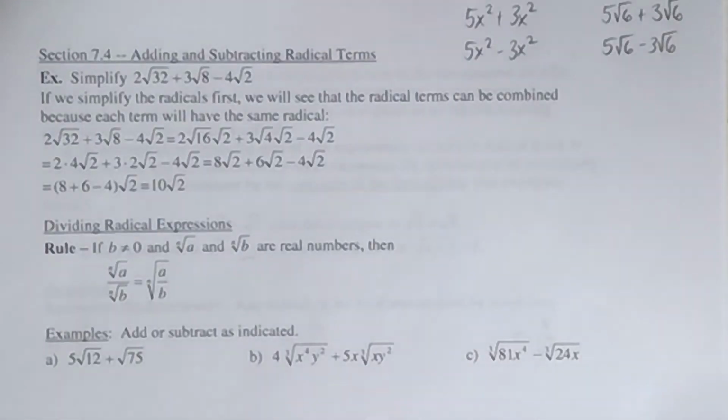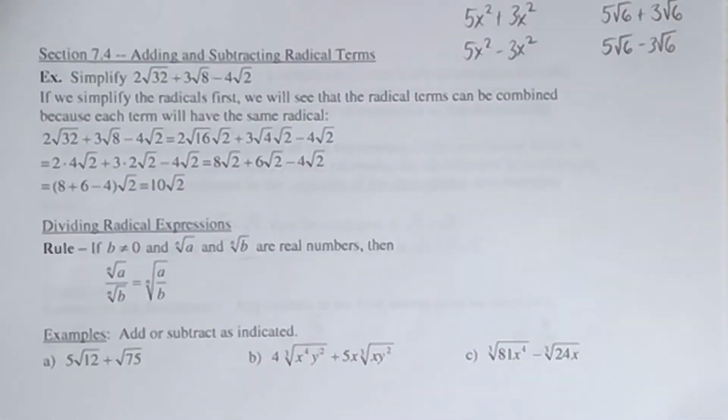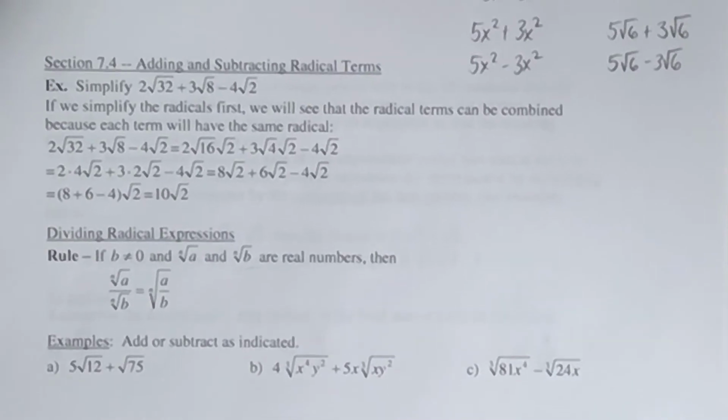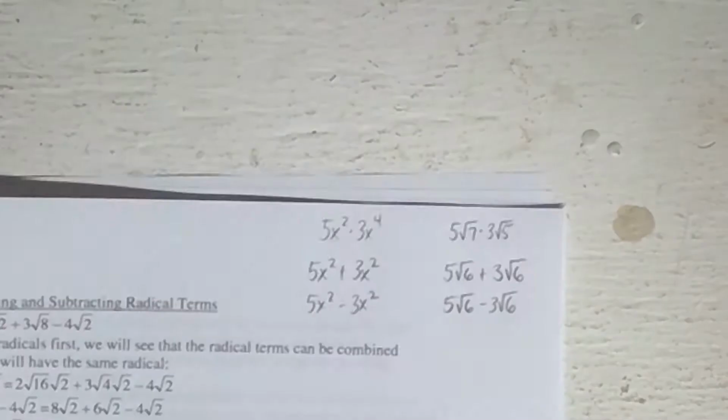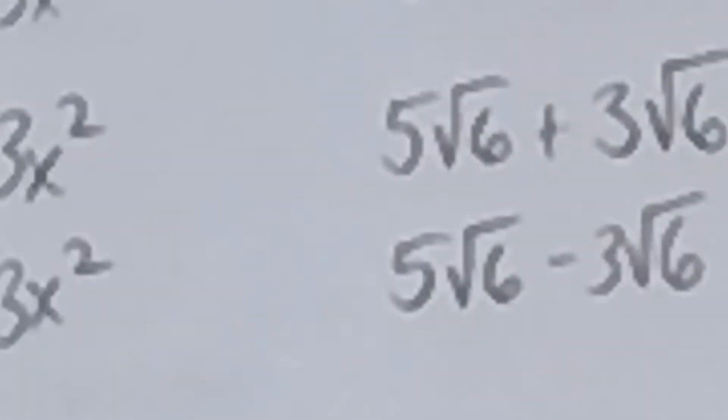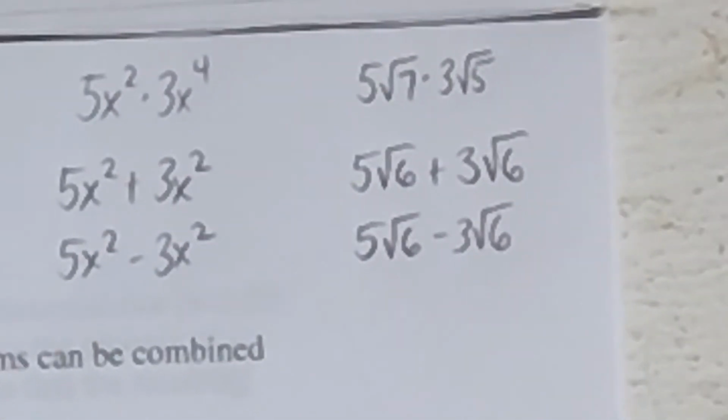And in particular, I want to look at going beyond what we talked about before in the previous couple of sections. We talked about right at the end of 7.3, we were talking about radical terms and multiplying those radical terms.